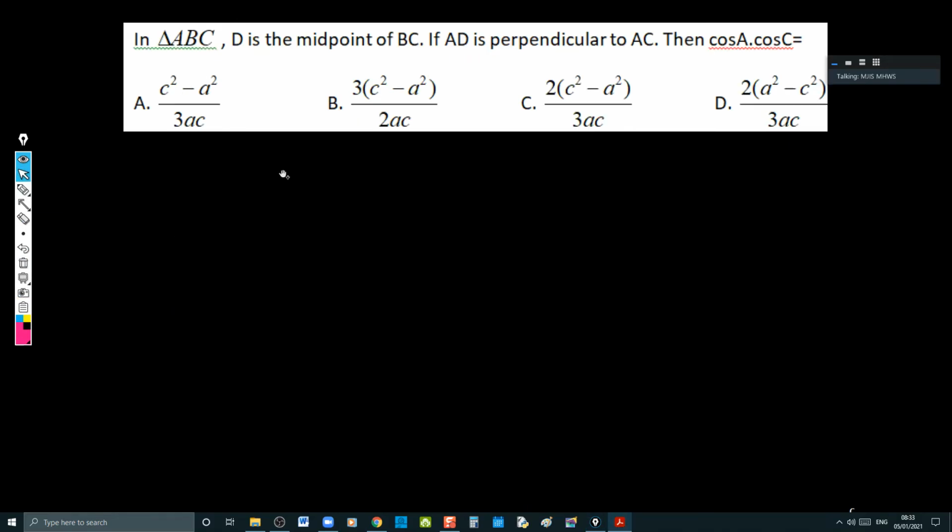This is a theoretical problem, a construction-based problem. In triangle ABC, D is the midpoint of BC. If AD is perpendicular to AC, then find cos A into cos C.